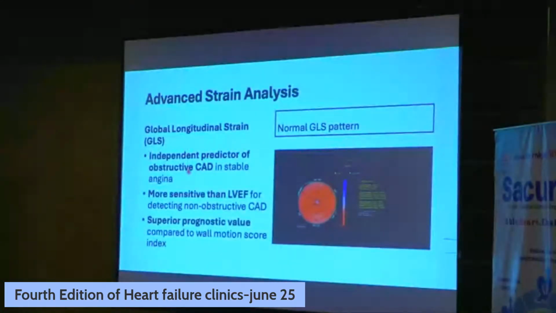Apart from that, for example, a person has got a stable angina, not an unstable patient. Even in a stable angina patient, if there is a GLS which is higher, that means if the normal is minus 17 and the current GLS is minus 10, that means minus 17 to minus 10 is a larger number. Usually a higher GLS indicates a poorer outcome. So advanced strain analysis is a very important thing. It is more sensitive than ejection fraction.